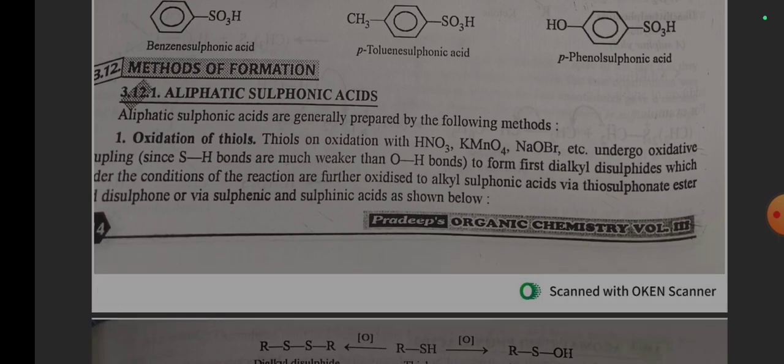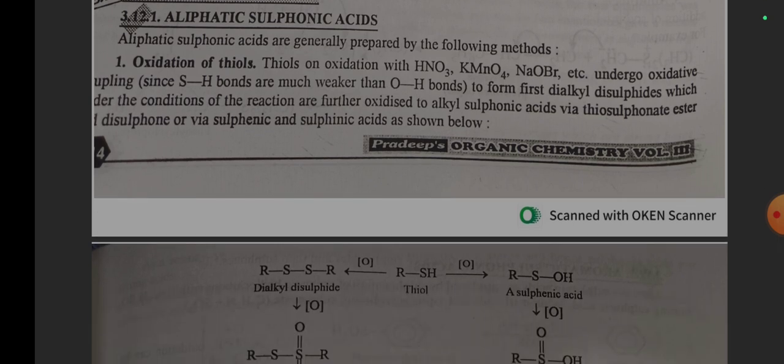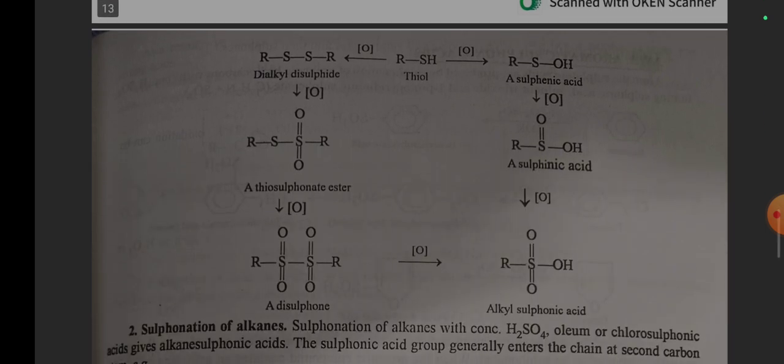Methods of formation. Aliphatic sulfonic acids. These are generally prepared by following methods. 1. Oxidation of thiols. Thiols on oxidation with HNO3, KMnO4, NaOBr, etc. undergo oxidative coupling to form first dialkyl disulfides, which under the condition of the reaction are further oxidized to alkyl sulfonic acids via thiosulfate ester.